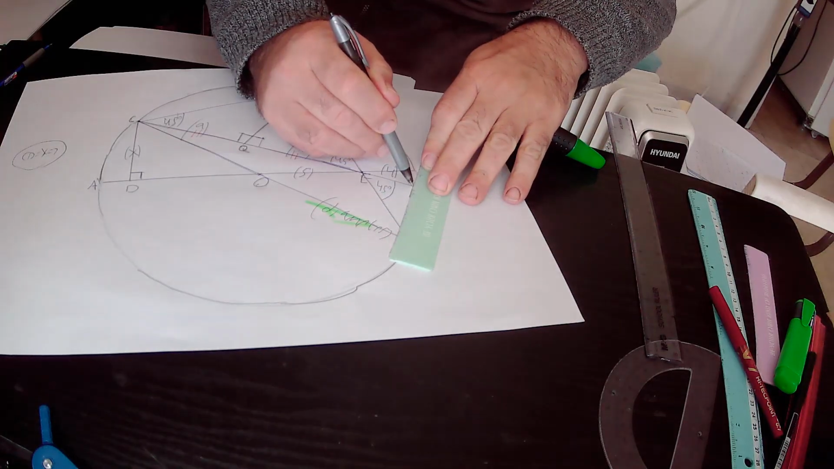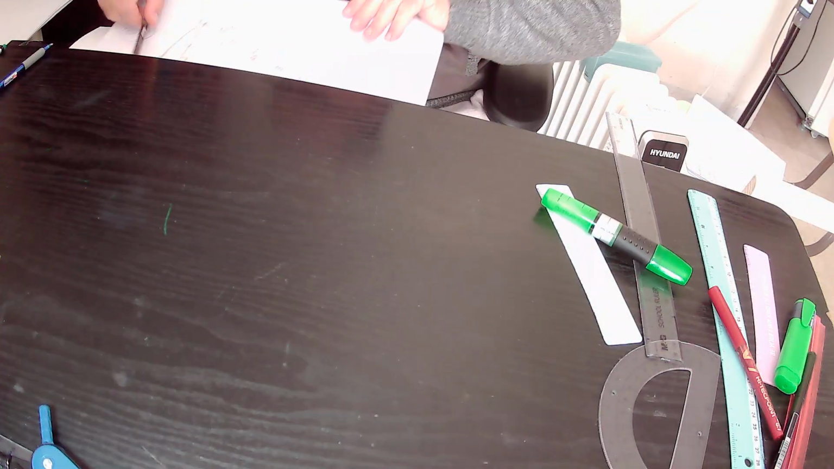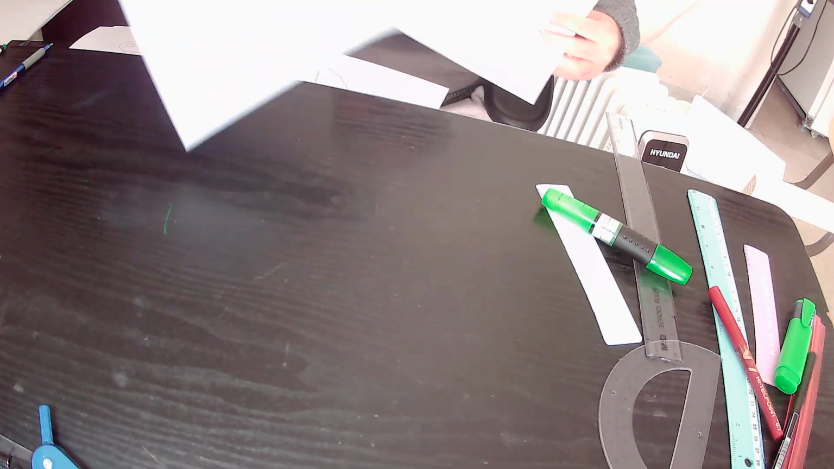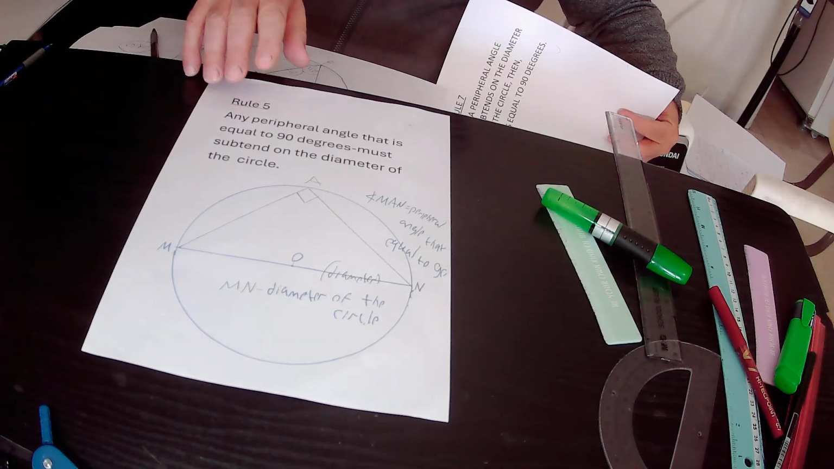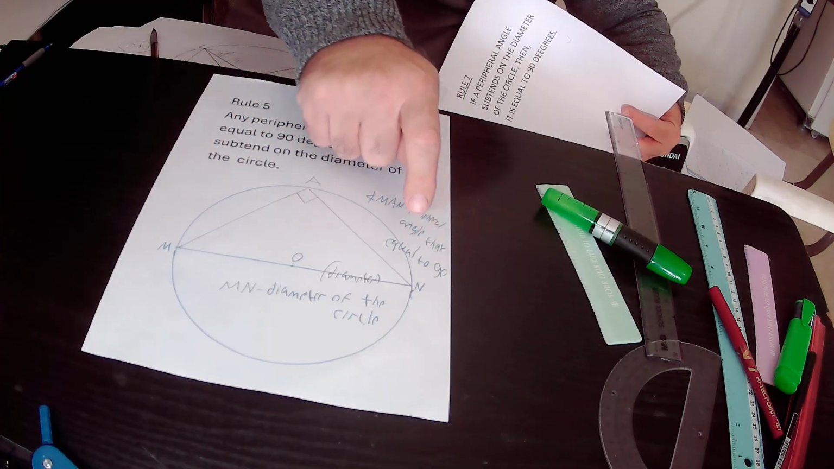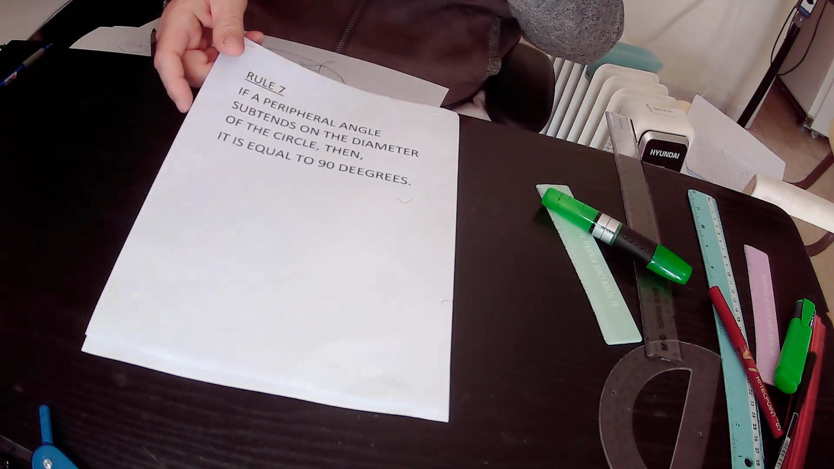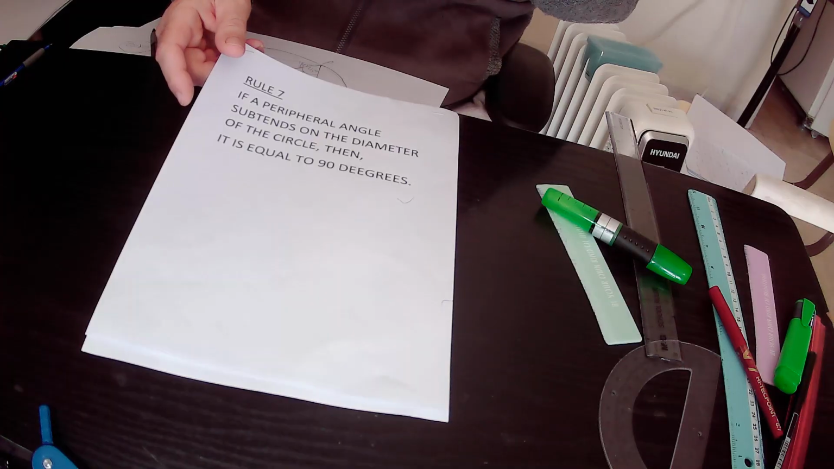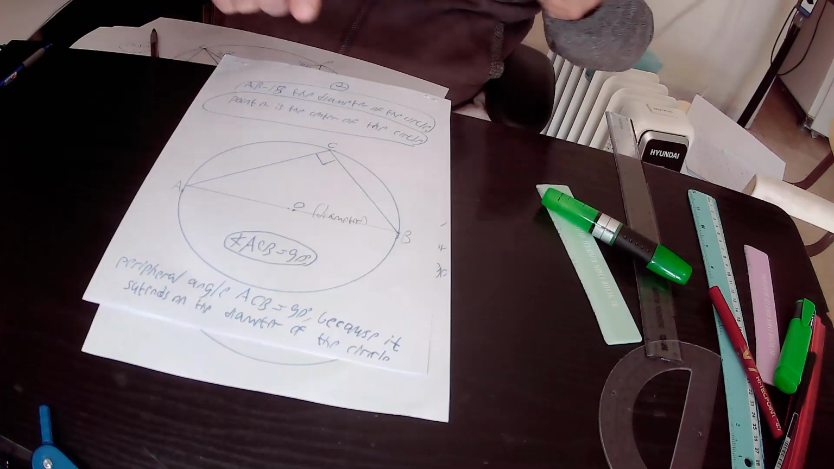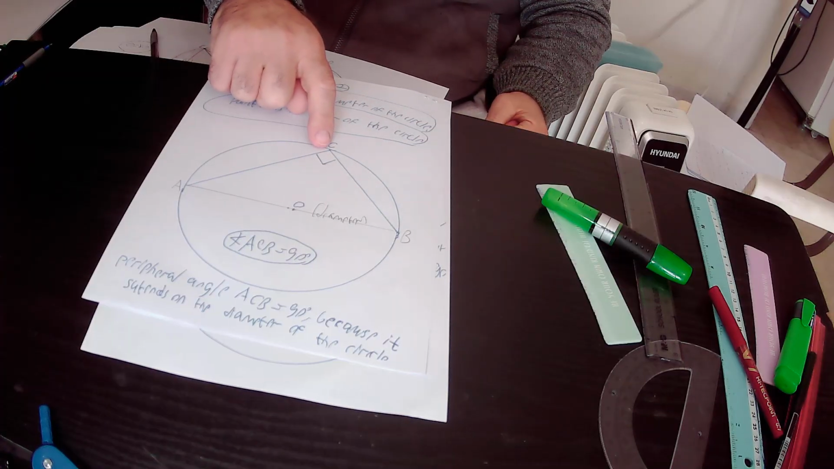Repeat again that rule 7 is the converse rule of rule 5. Why? Because according to rule 5, if a peripheral angle is equal to 90 degrees in size, then it must subtend on the diameter of the circle. The converse rule of rule 5 is rule 7. According to rule 7, if we know that the peripheral angle subtends on the diameter of the circle, then it must be equal to 90 degrees in size. This is peripheral angle ACB. You know that it subtends on the diameter of the circle, therefore it must be equal to 90 degrees in size.